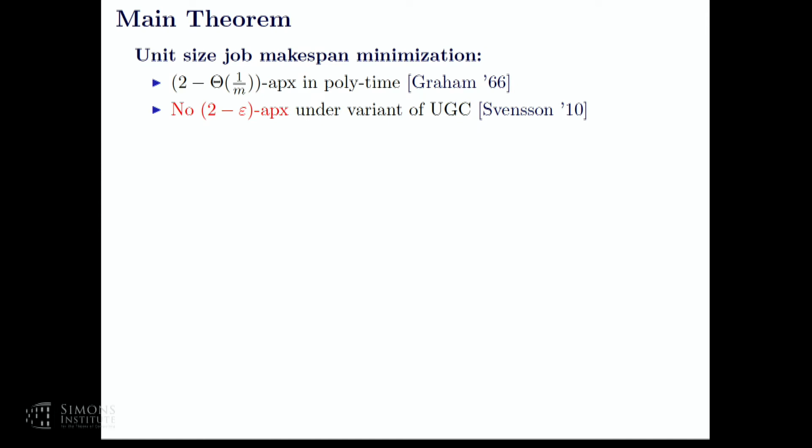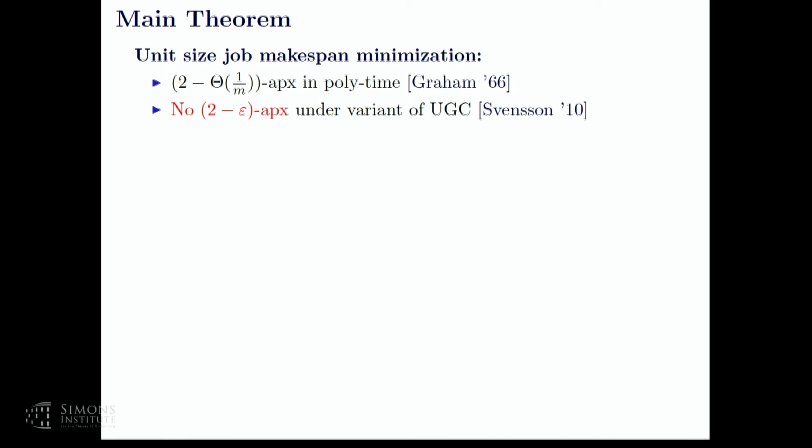Things kind of get worse in the sense that the question was answered 7 years ago by the usual suspect, that actually under a variant of the unique games conjecture, there is no better than 2 approximation algorithm, even if you assume that the jobs all have unit length. So we are in our setting with unit length jobs.